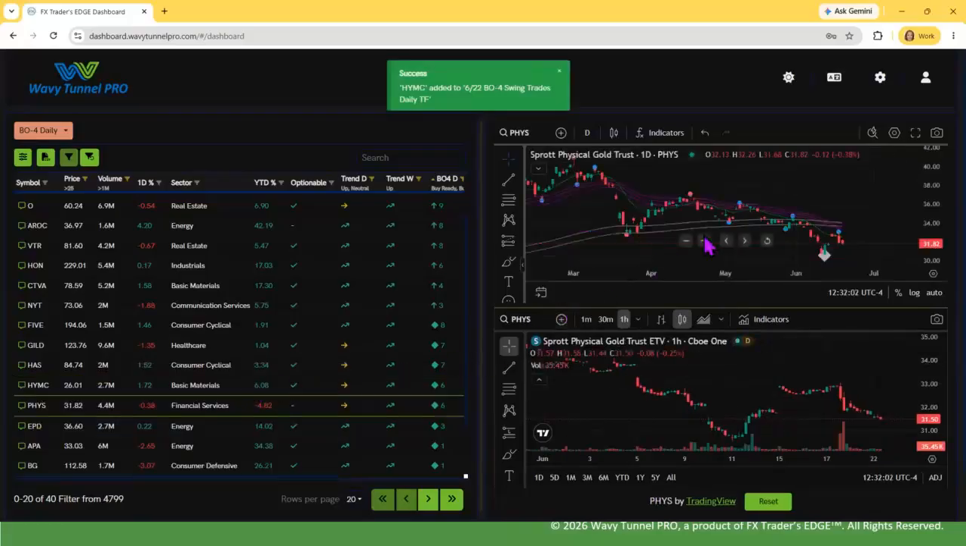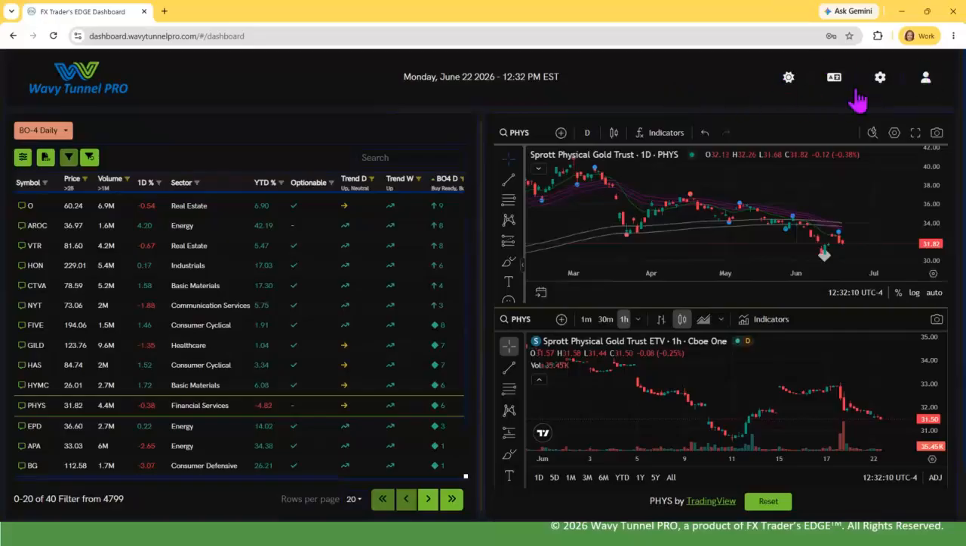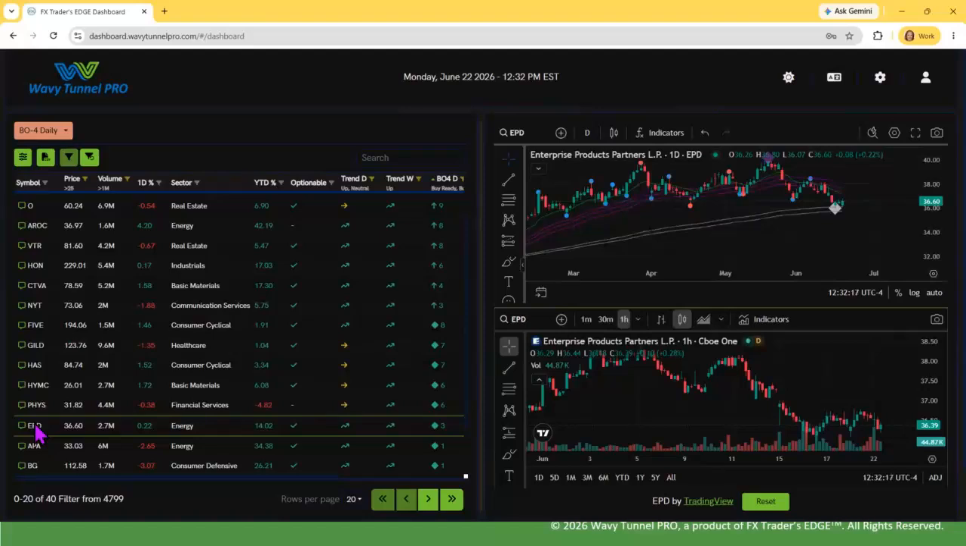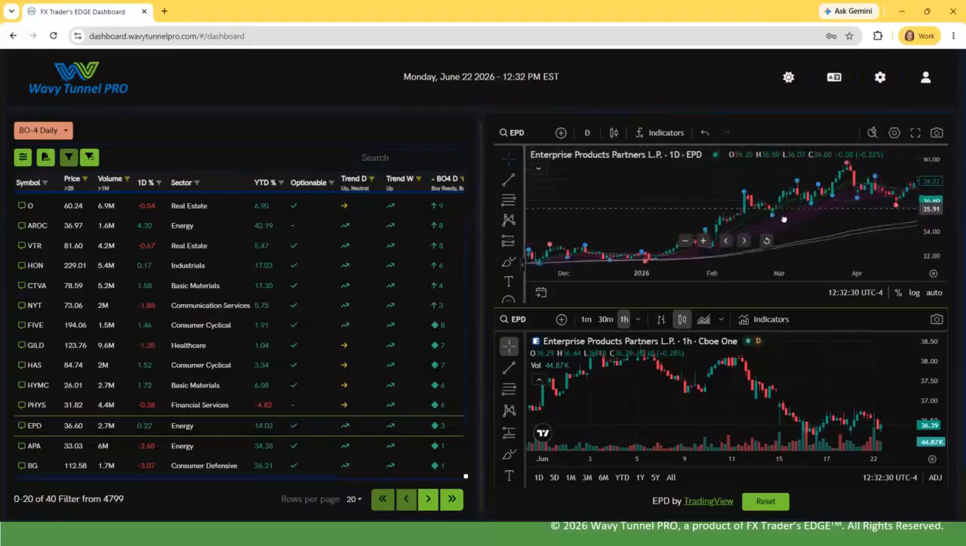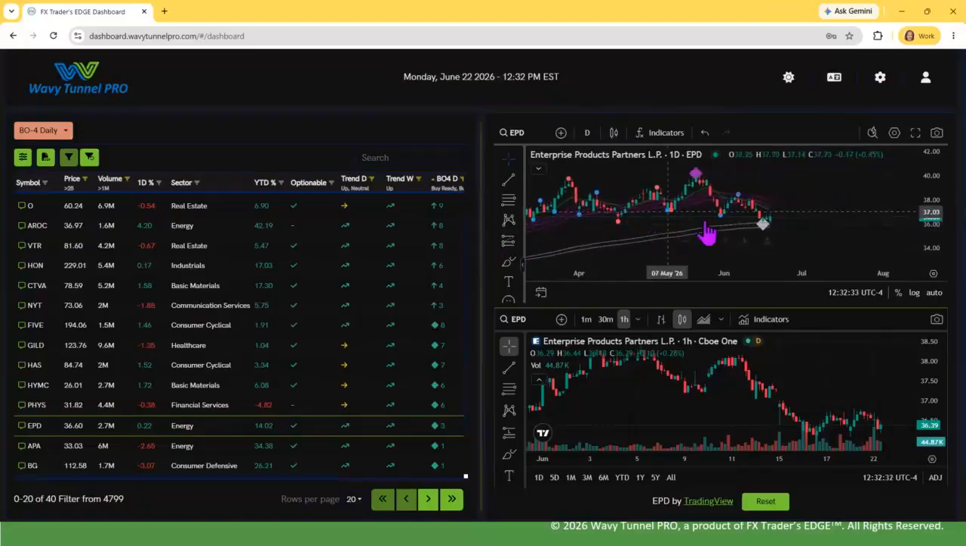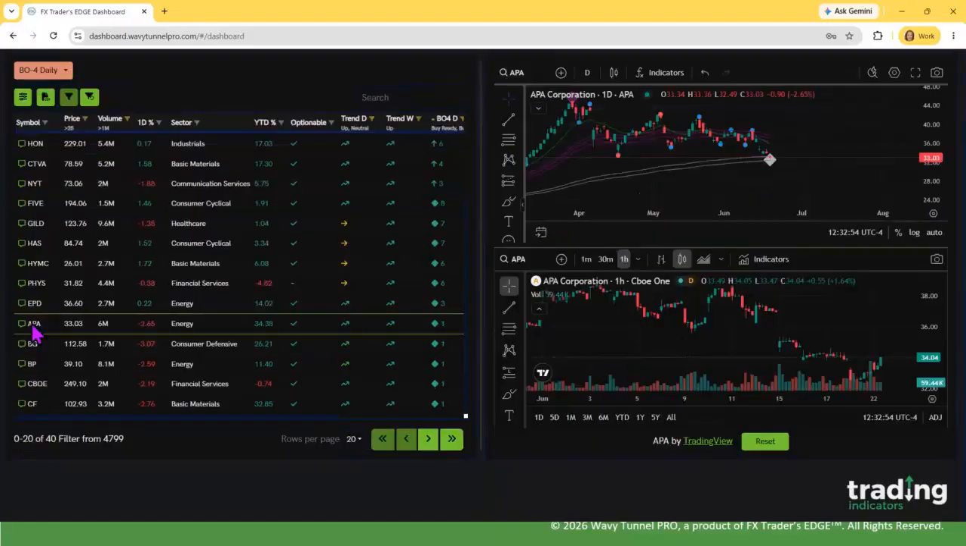Okay, next one. I'm not so interested in this because the wave is just about to cross the tunnel. Next one. This is an energy company, and I do like the way this looks. Let me just go back and see how this has traded. Yep, I do like the way this looks. The wave is comfortably above the tunnel, and the wave is separated from the tunnel. So this is a correction. I do like this. I'm going to put this on the watch list. APA, I like this as well. This goes on the watch list.